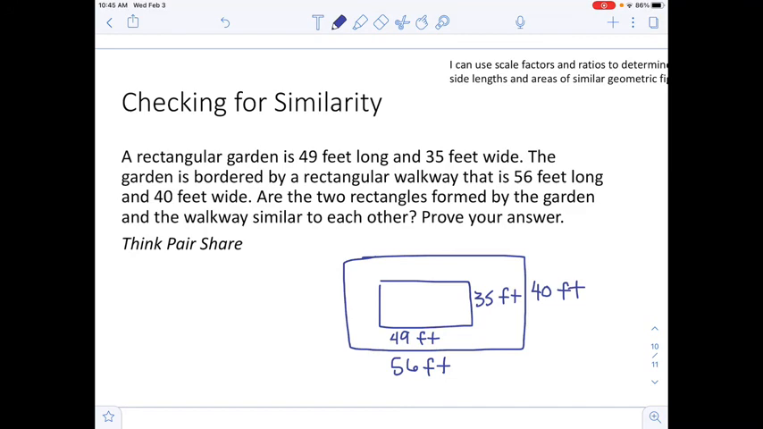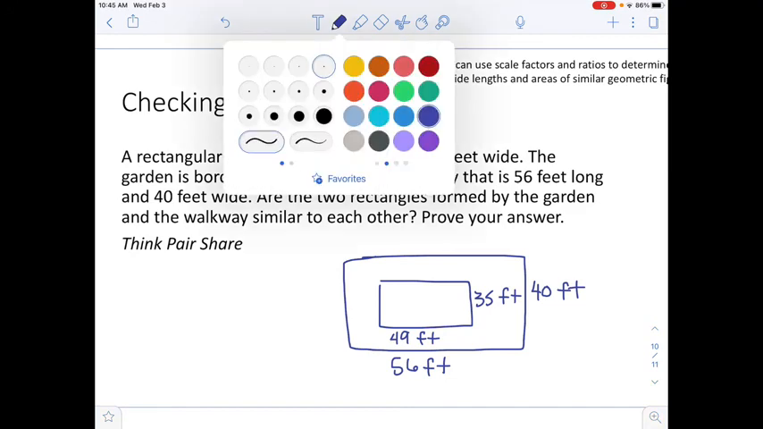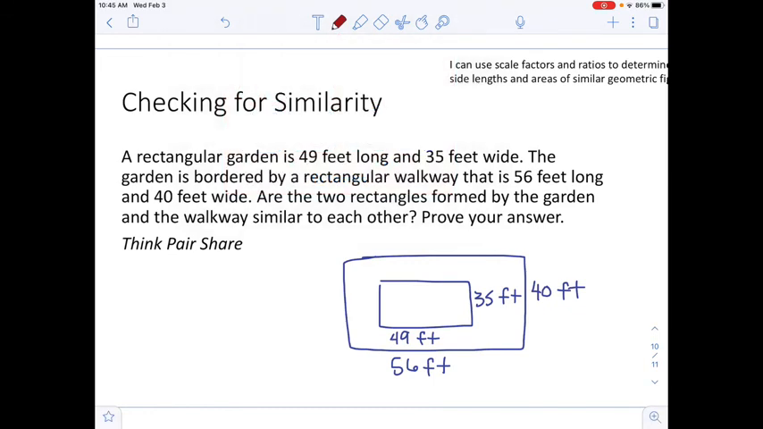We're going to figure out if these are similar. So what I'm going to do is set up a proportion. I know that my two lengths are 49 and 56. And I'm going to set that proportion equal to, since I started with my smaller rectangle, I'm going to do that on the top. So the width is 35. And I'm going to do X as a variable, solve, and see if we get 40 as our width on the bigger rectangle. And if we do, then these two shapes are similar.